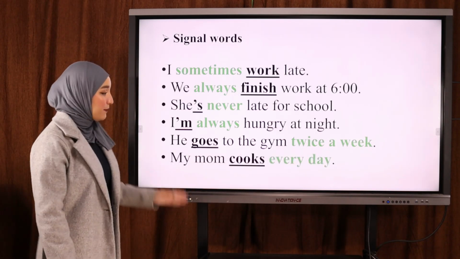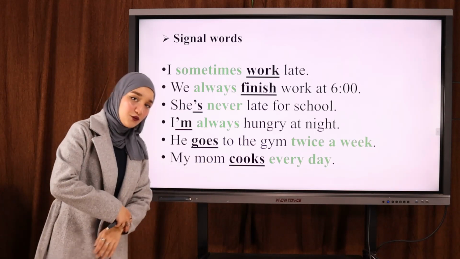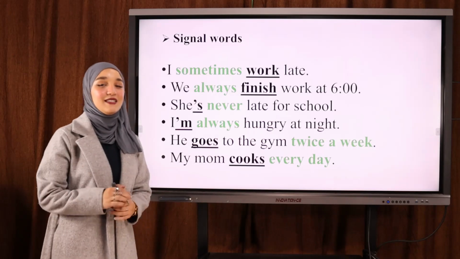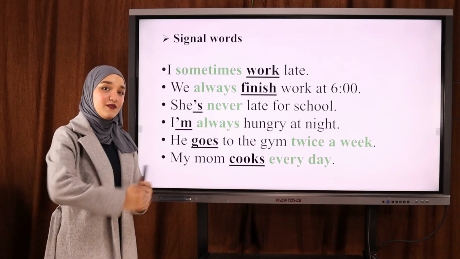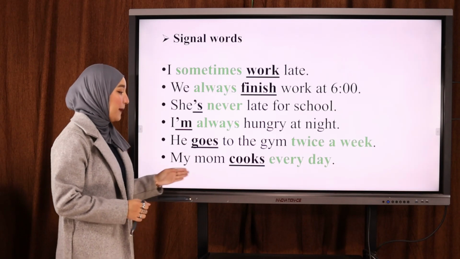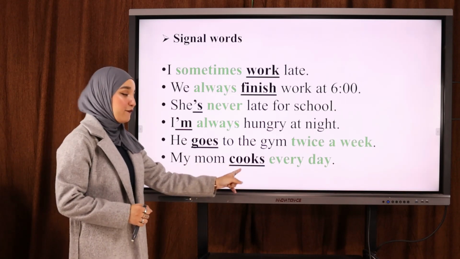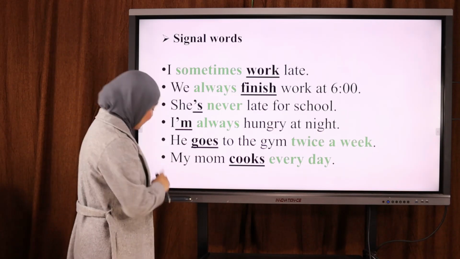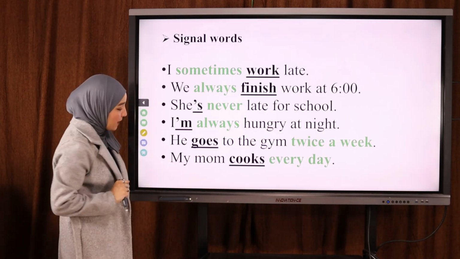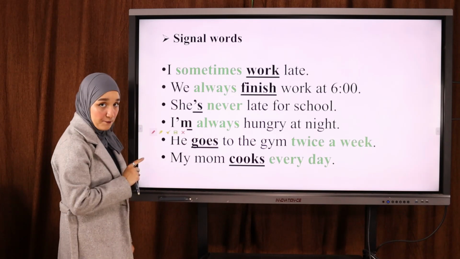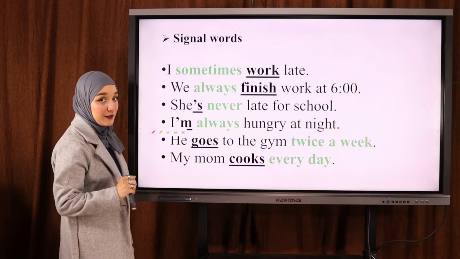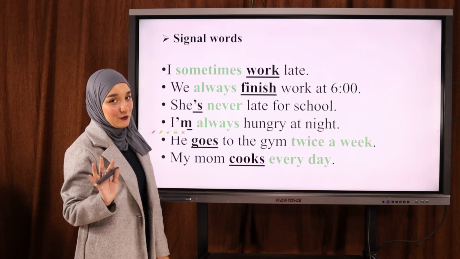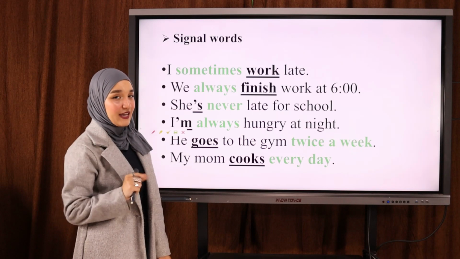The last one, my mom cooks every day. Another repeated action, because this action happens every day on a daily basis. بشكل يومي. كل يوم, okay? My mom cooks. I have the verb cook. I added s, okay? Because I have my mom. If I want to replace my mom, أريد أن أستبدل my mom with a personal pronoun بضمير. What is it going to be? ما هو الضمير? Are you thinking what I'm thinking?